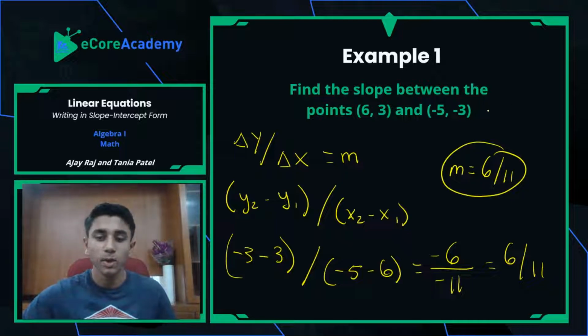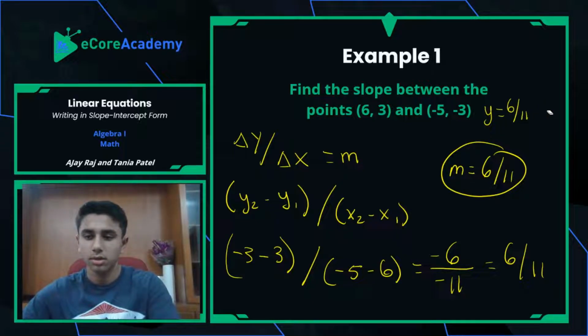And when you plug that into your y equals mx plus b equation, you'd substitute 6/11 for that m there. It would be 6/11 x plus b.